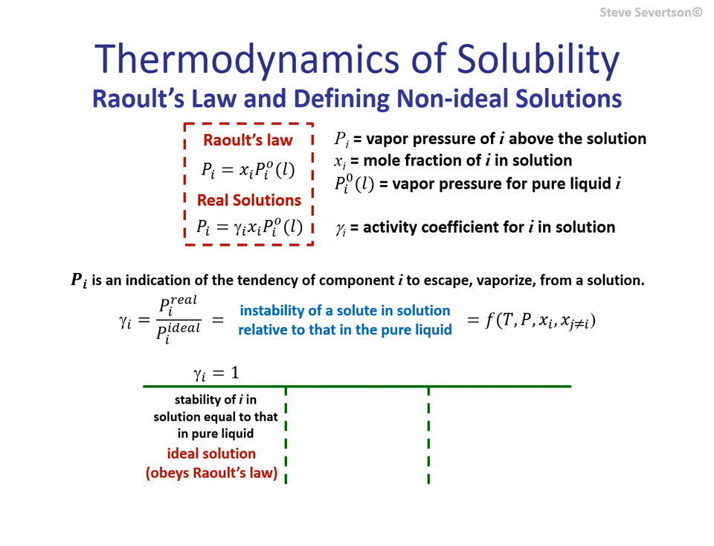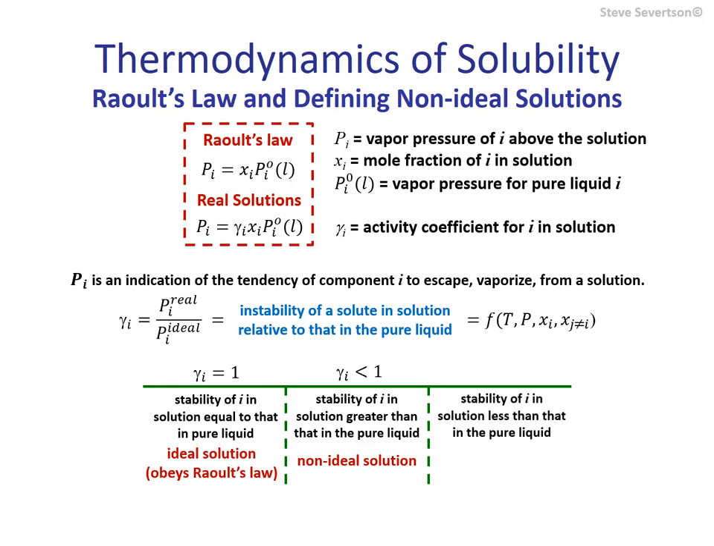When the interactions are more stabilizing in the real solution than in the ideal solution, the solute's partial pressure is less than that predicted by Raoult's law, and the activity coefficient is less than 1. More typical, especially when dealing with organic solutes dissolving in water, is that a solute is less stable in solution than in the ideal solution, and the partial pressure is greater than that predicted by Raoult's law, because the solute has a greater tendency to escape. In this case, the activity coefficient is greater than 1.